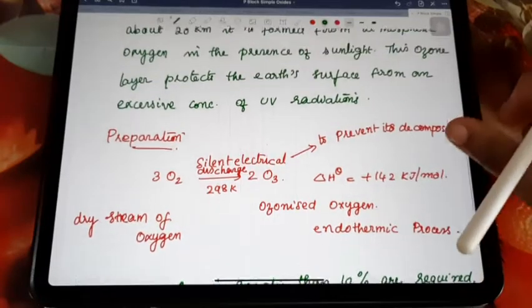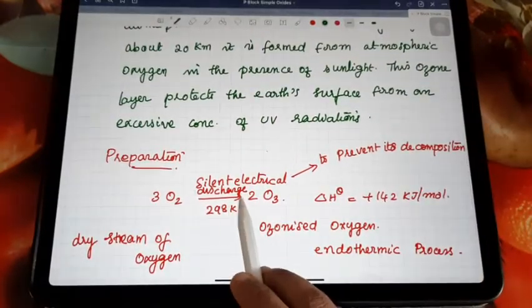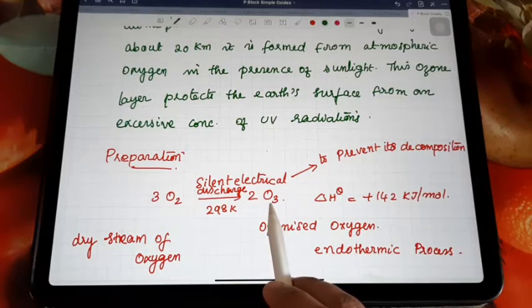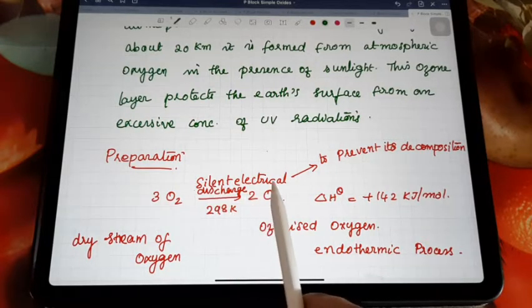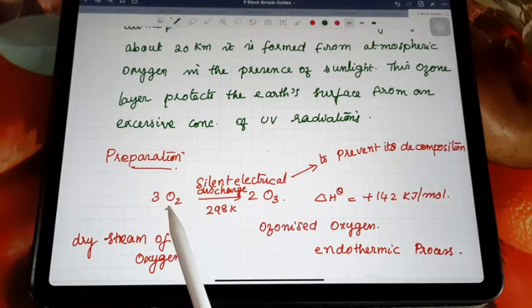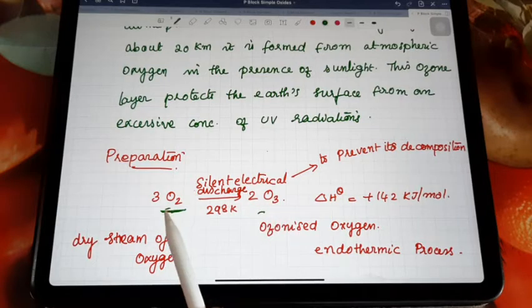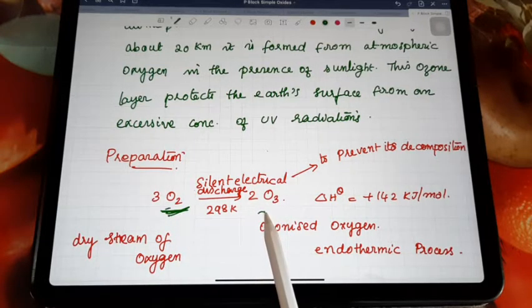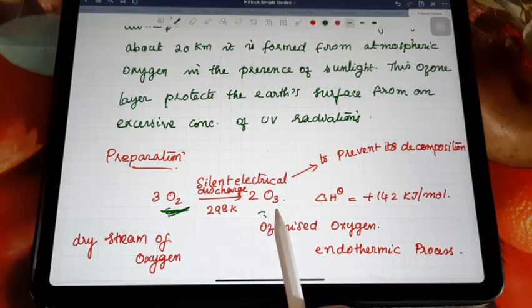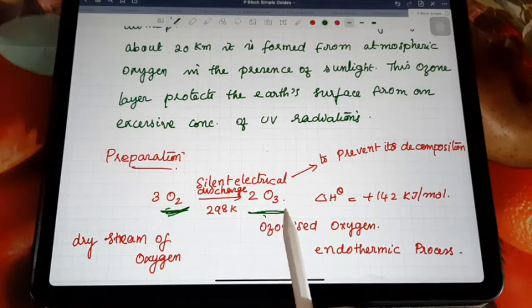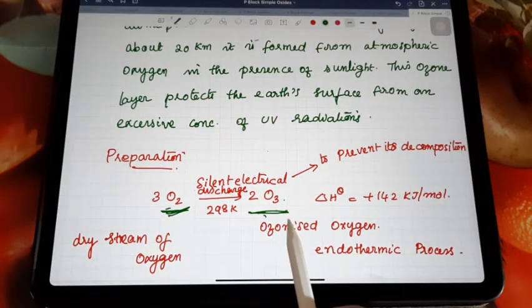The preparation of ozone mainly involves silent electrical discharge. When silent electrical discharge is passed through dry oxygen, here we take dry oxygen, you will get ozone. When this reaction carries on, all the oxygen is not converted to ozone. Along with the ozone, oxygen is also produced. So the mixture of ozone plus oxygen is produced, and this mixture is called ozonized oxygen.